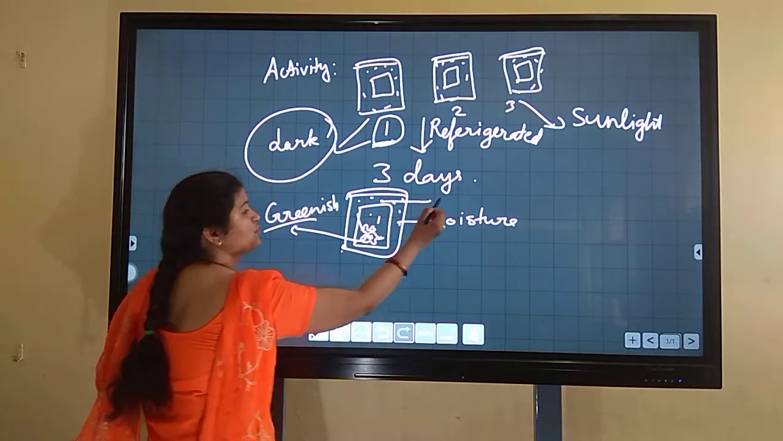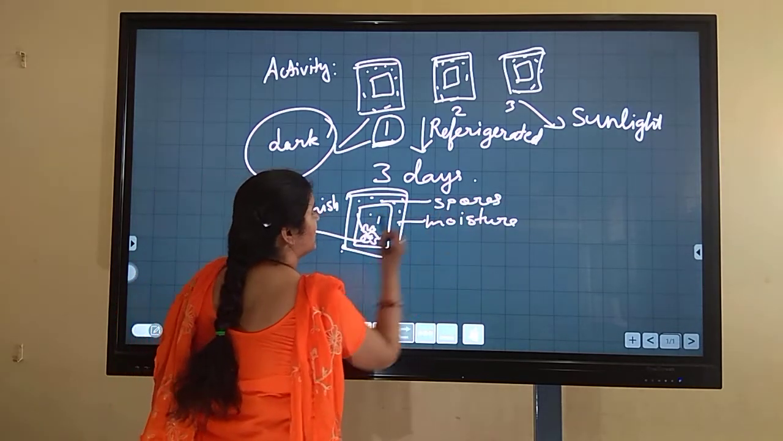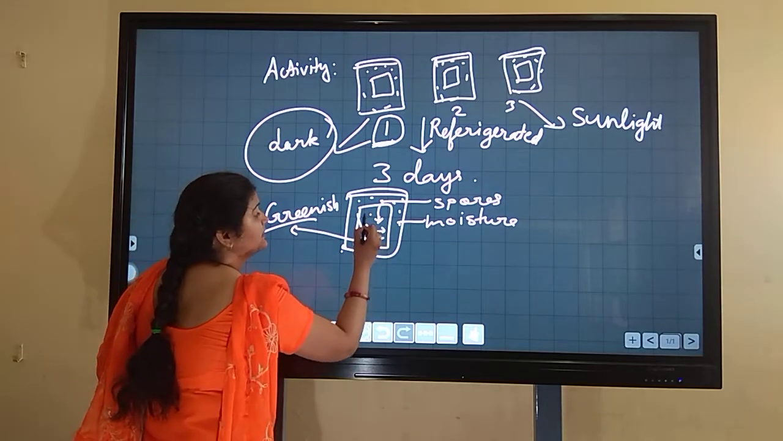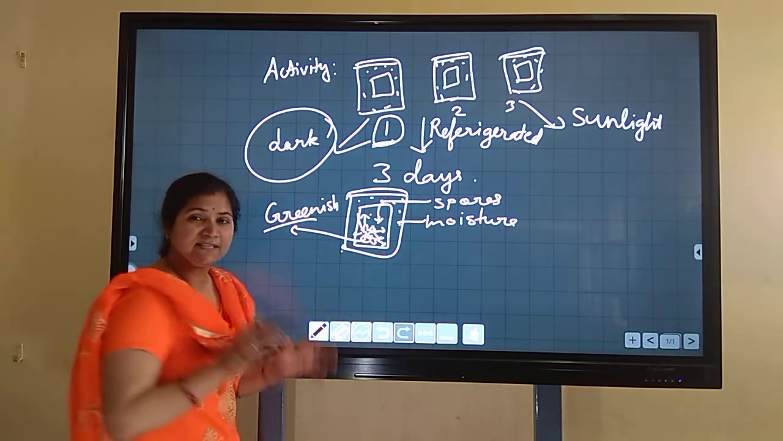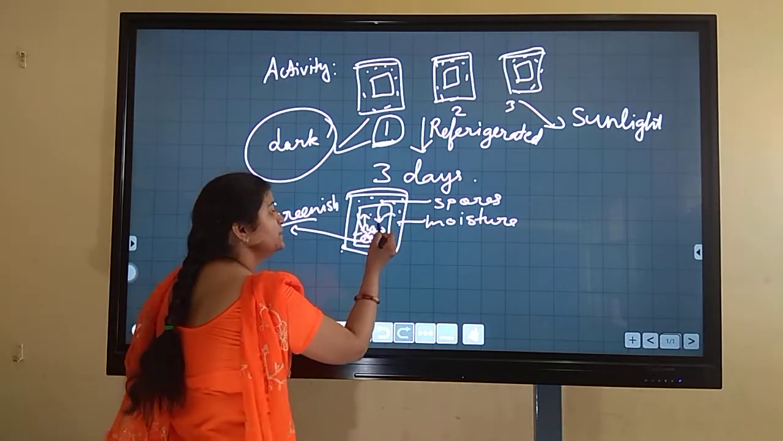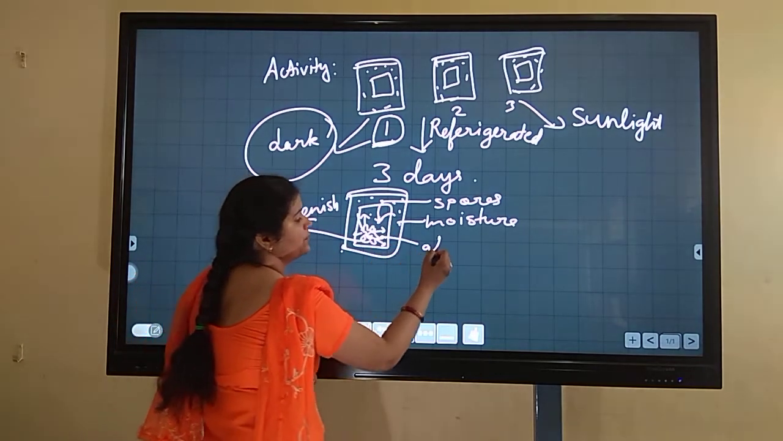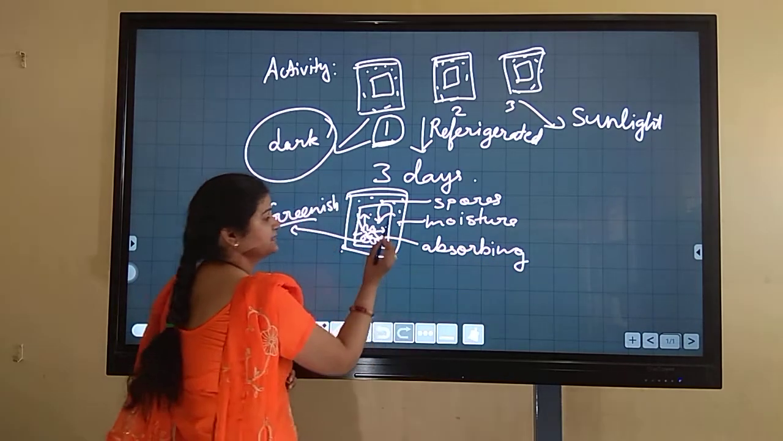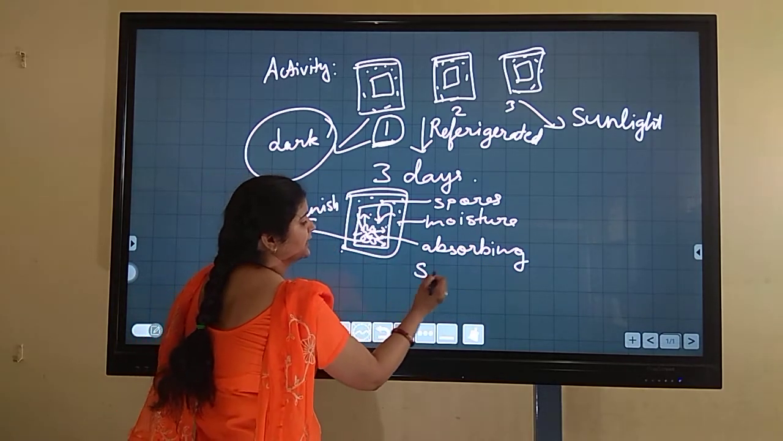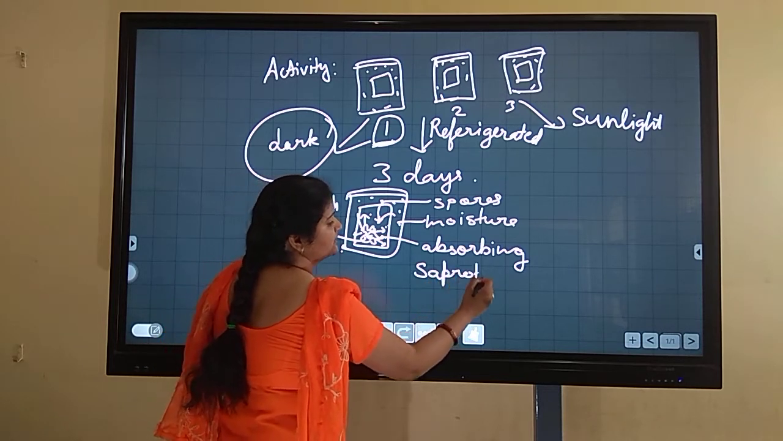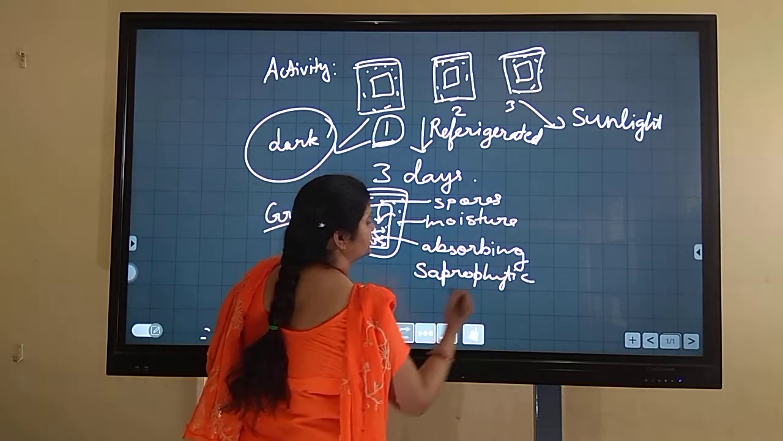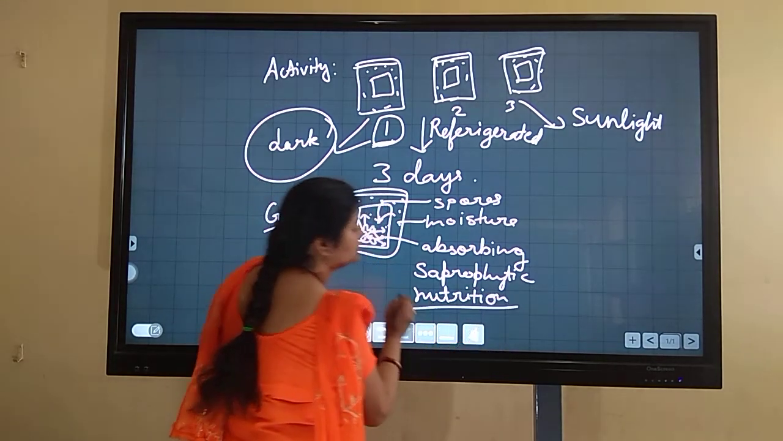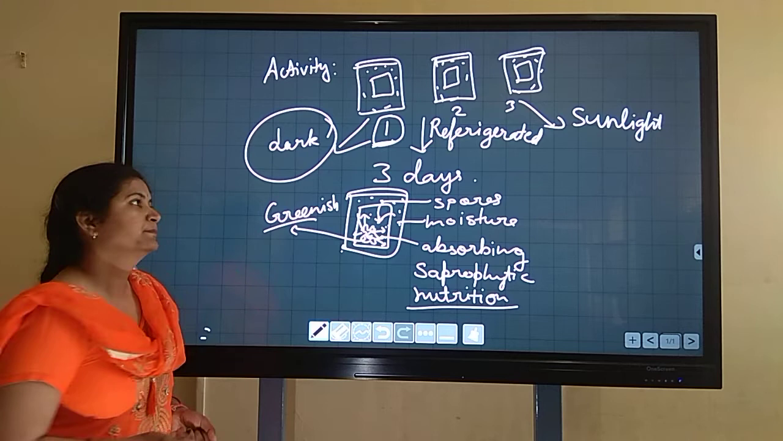The spores of fungus have landed on this bread piece and have released digestive juices to digest this bread and absorb the nutrition. By absorbing the nutrition from this bread piece, it has done saprophytic type of nutrition. By releasing the digestive juice, it is able to spread itself.